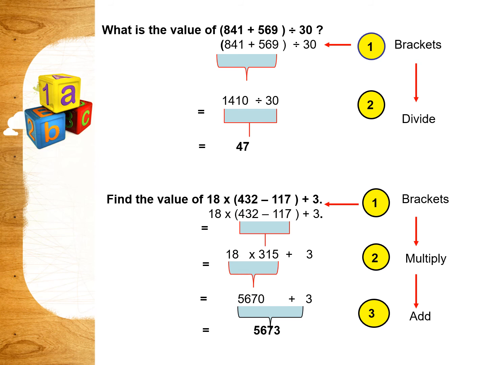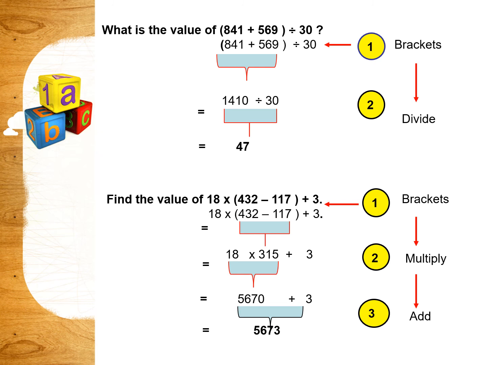Okay children, let's see the next example. 18 multiplied by brackets 432 minus 117 close the bracket plus 3. How many operations are there? They have multiplication, subtraction and addition. So you have to solve the bracket first. Then 432 minus 117. That answer is 315.